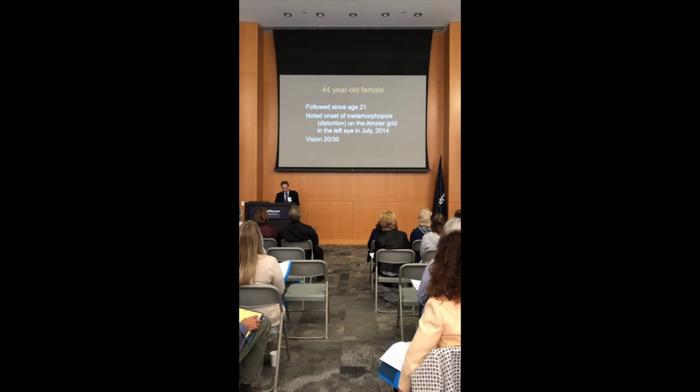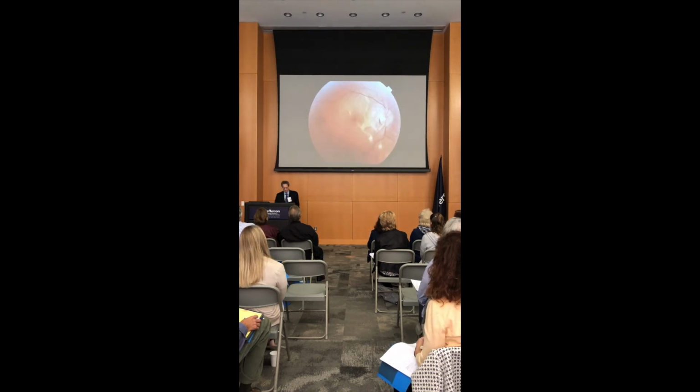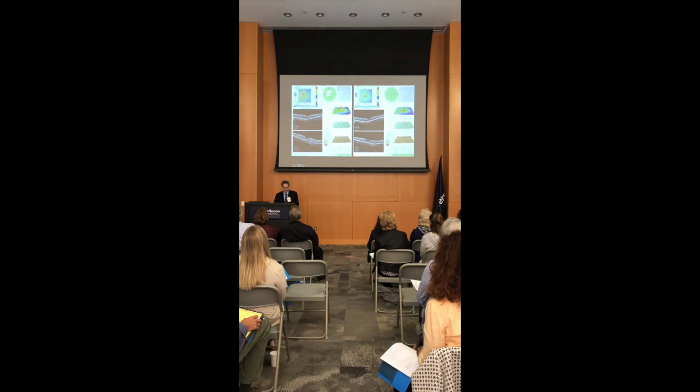This is a young lady who I followed since she was 21. 23 years later, she noted the onset of distortion in her vision. This is the right eye showing some circumferential, that is circular around the optic nerve, angioid streaks. The left eye had some streaks and a little slate gray colored membrane, which shows up on the fluorescein angiogram. Her OCT showed this area of thickening, again color-coded with red and white. There is some fluid under the retina.